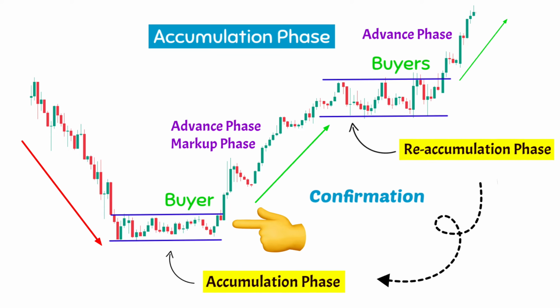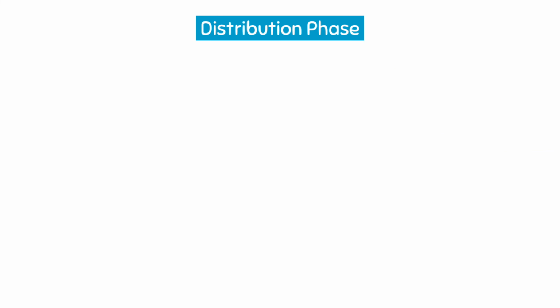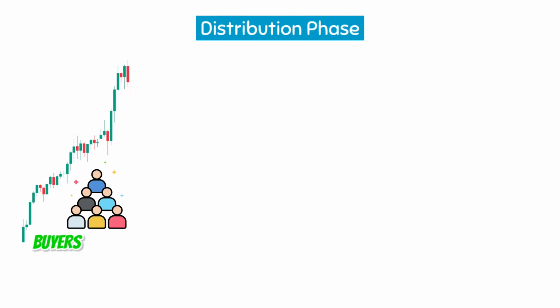Now let's move to the opposite side of the market cycle. Imagine the market has already moved significantly higher and buyers have made good profits.